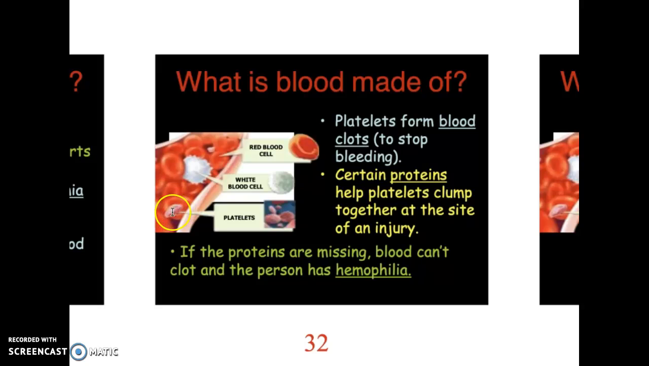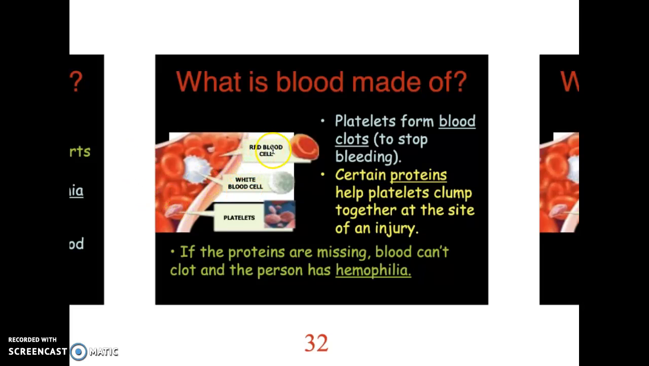Now, there are certain proteins that help platelets clump up together to plug that hole. But if these proteins are missing, the person's blood will not clot, and if it doesn't clot, the blood keeps draining out of that hole or the site of injury. And this disorder is called hemophilia.